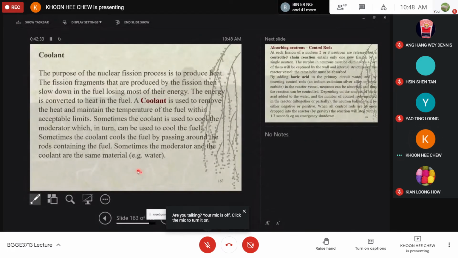Yeah. And coolant, the purpose of the nuclear fission process is to produce heat, right? What we want is to produce heat energy. And the fission fragments that are produced by the fission then slow down in the fuel, losing most of their energy. The energy is converted to heat in the fuel. Okay? A coolant is used to remove the heat and maintain the temperature of the fuel within acceptable limits. Sometimes the coolant is used to cool the moderator also, which in turn can be used to cool the fuel. Sometimes the coolant cools the fuel by passing around the rods containing the fuel. Sometimes the moderator and the coolant are the same material, that is water. Okay, so this is the coolant.